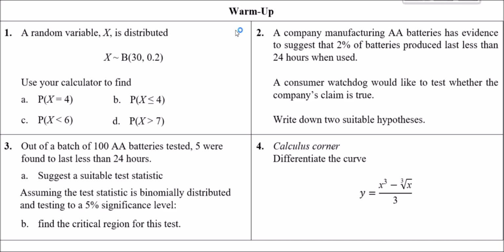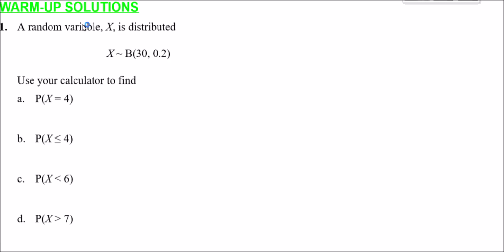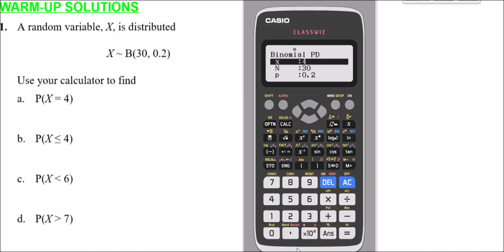So without further ado, here's the solution to question 1. So question 1, we have a random variable, big X, which is binomially distributed with 30 trials, probability of success 0.2. First of all, we need to use the calculator to find the probability that this particular distribution takes a value of 4. And so what we need to do here is to get the Classpad calculator. So we get onto the binomial PD mode. Okay, so it's PD if we're trying to find a particular probability, not greater than or less than, but X is exactly equal to 4.